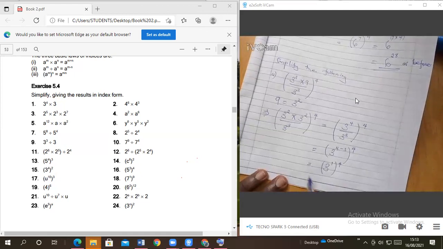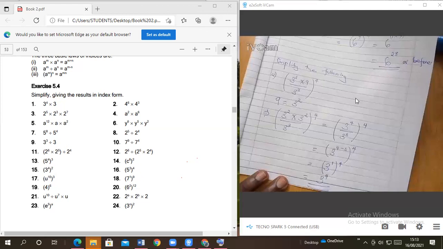Members, are you following? Yes. Now this one is raised to another power. What do you do? We multiply the power. So our answer is 3 to the power 4. Good.